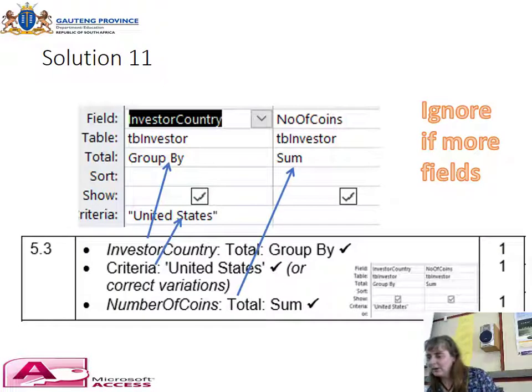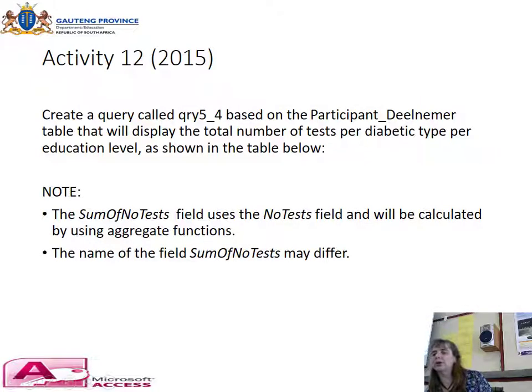Now, activity 12, you're not going to do, I'm going to show it to you because of time limits. So we're going to start doing things like that. Every now and then we'll stop and I'll just show you the activity itself. It says create a query called 5.4 based on the participant deelnemer table. The sum of the number of test fields uses no test field, and will be calculated by using aggregate functions. The name of the field sum of no test may differ. So it means if your learner comes up with a different field name, it's not a penalty, it may differ.